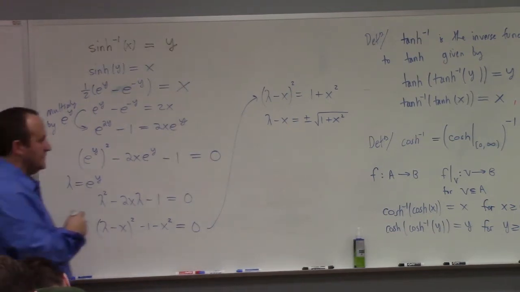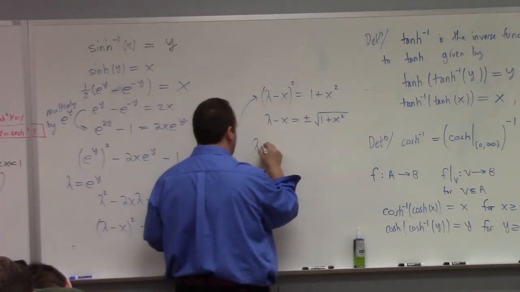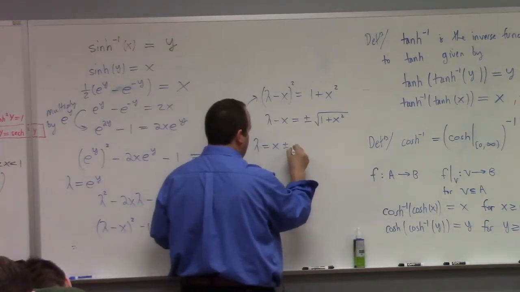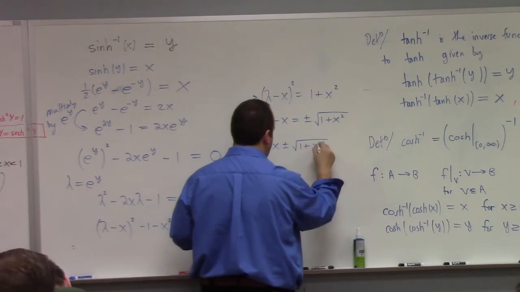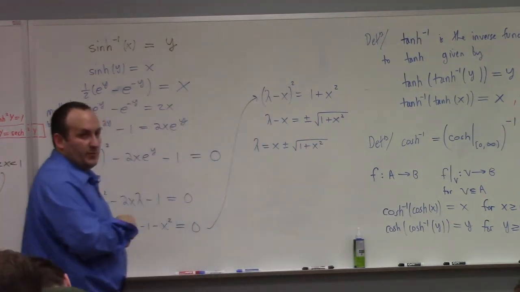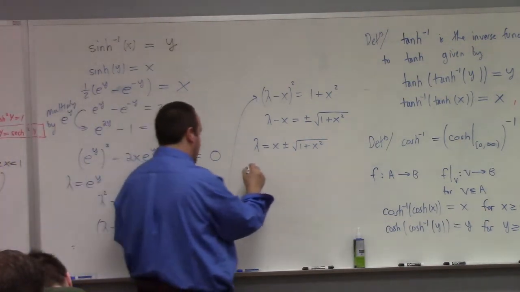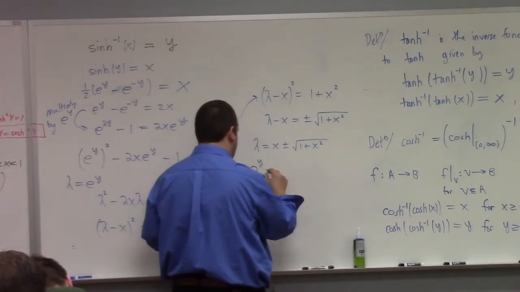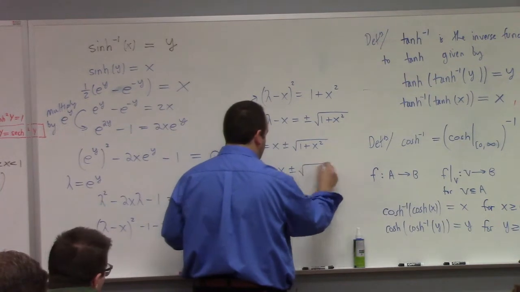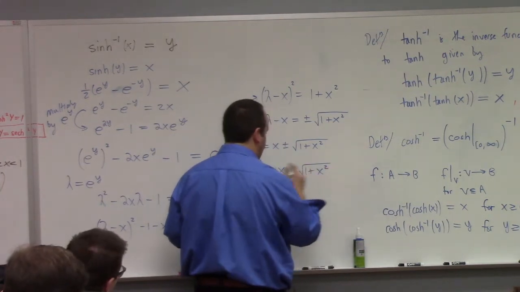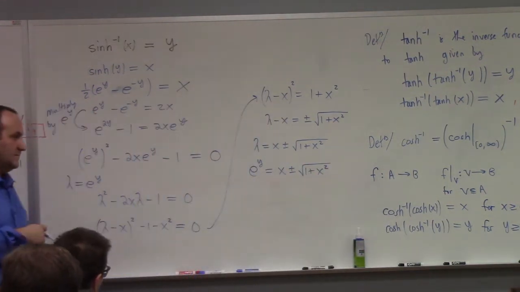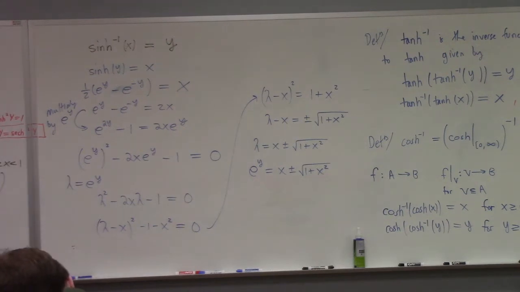And then finally, this gives me lambda is equal to x plus or minus the square root of 1 plus x squared. But what was lambda? e to the y. So we have worked our way to e to the y is equal to x plus or minus the square root of 1 plus x squared. Which is it, plus or minus?